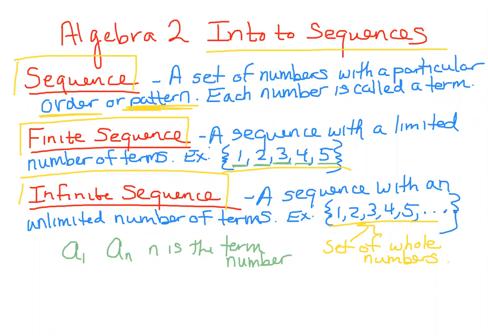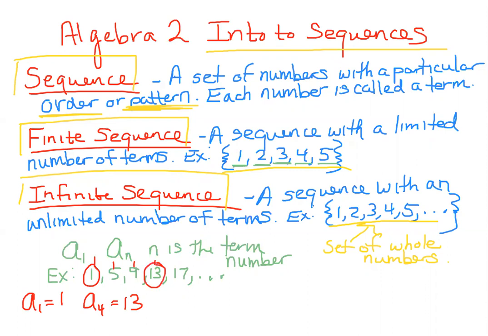So let's look at an example. They have an example here of 1, 5, 9, 13, 17, ... So this is an infinite sequence. It's going to keep going. And let's find some of these things. A1 is 1, right here. The first term is 1. A4 is 13. 1, 2, 3, 4. Here's the 4th term. It's 13.